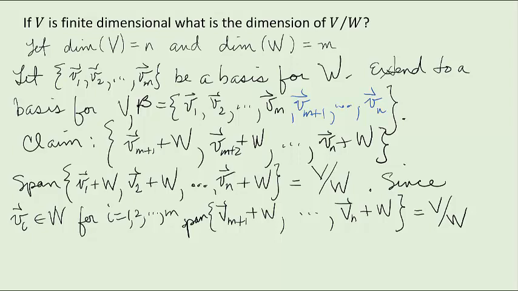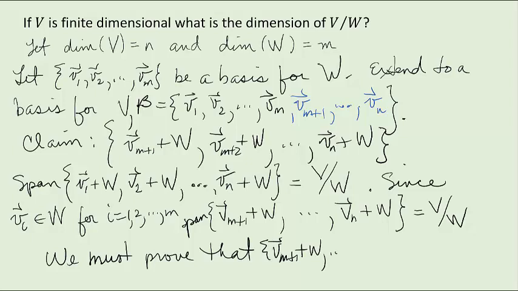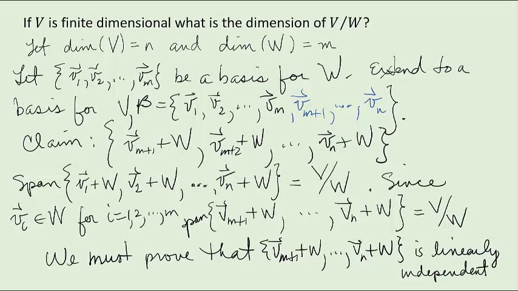We have a spanning set then, and so all we need to prove now is, we must prove that this set v sub m plus 1 plus W, that these cosets, n minus m of them, are linearly independent, that this set is linearly independent. So we'll do that on the next slide.